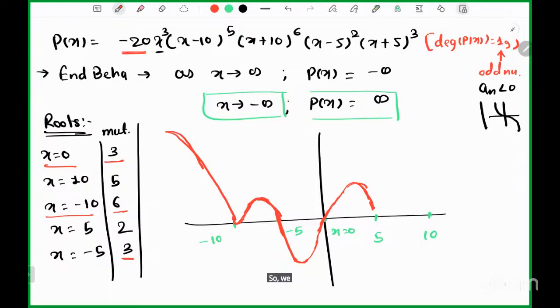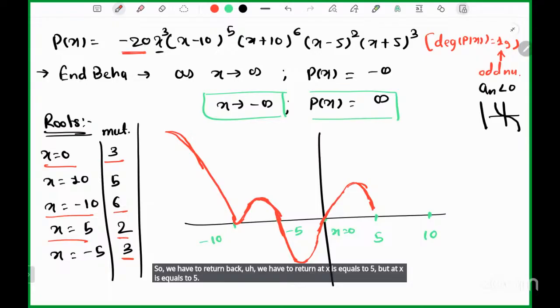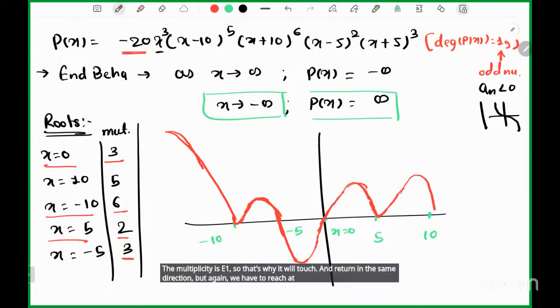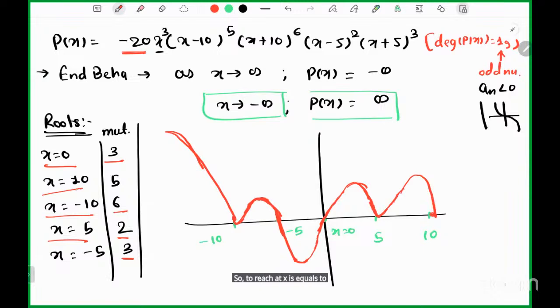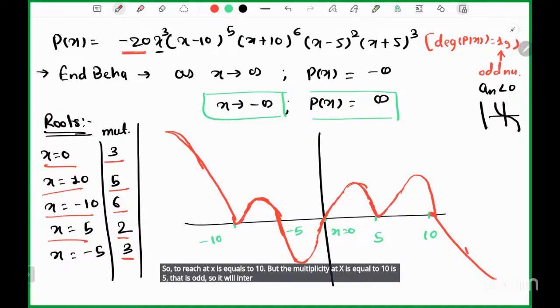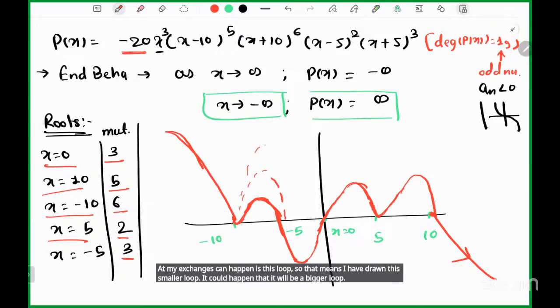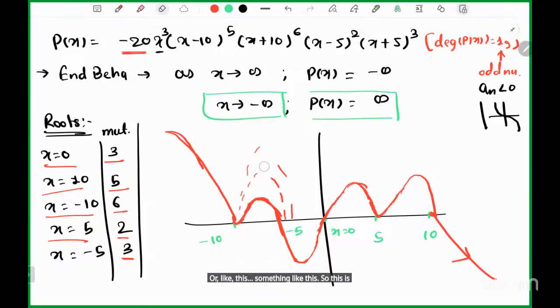Again, we have to return at x equals 5, but at x equals 5 the multiplicity is even, so it will touch and return in the same direction. Then it will reach x equals 10, where the multiplicity is 5, which is odd, so it will intersect and continue in the same direction. So this will be the rough graph of your p of x. At most, changes can happen in this loop. I have drawn a smaller loop, but it could be a bigger loop, something like this.